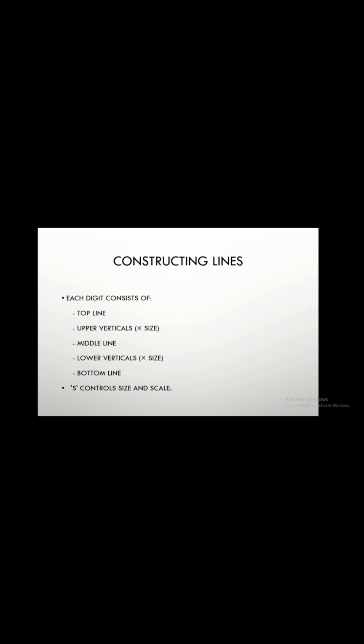Constructing lines: each digit is built using 5 main parts: the top line, the upper vertical line, the middle line, the lower vertical line, and the bottom line. The variable S determines how big or tall each part should be. Basically, S is the size. Let's go with my seventh slide, which is main loop and input.